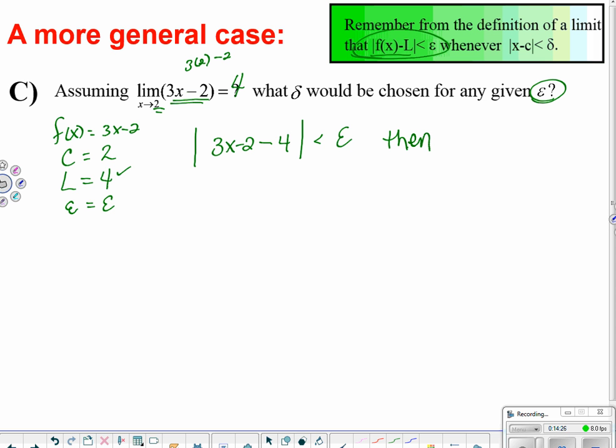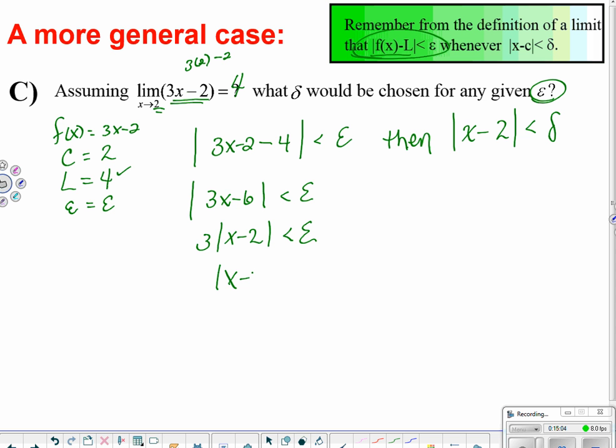If that happens, then I can be assured that I was a certain degree close to my C value of 2. So my X I selected is a closeness to 2, and it has to be within delta distance. Okay. A little bit of algebra over on this side. 3x minus 6 less than epsilon. Factor a 3 out, it can come all the way out of the absolute value as a positive. And then the absolute value of x minus 2 is less than epsilon divided by 3.